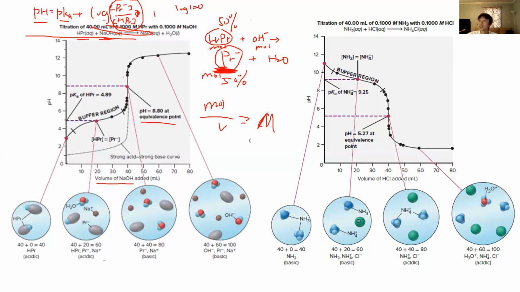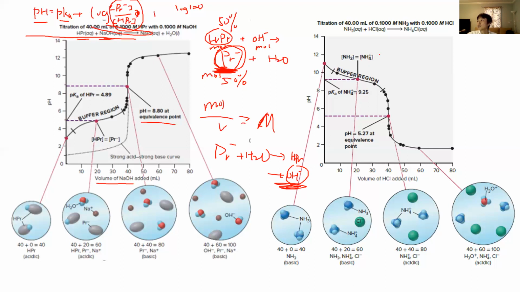So that is wrong. To calculate the pH at the equivalence point, you have to base it on the concentration of this conjugate base generated. So after you get the new concentration for this conjugate base, it will react with water and generate HPr and hydroxide. And based on the amount of hydroxide generated, you can calculate the pH at the equivalence point.